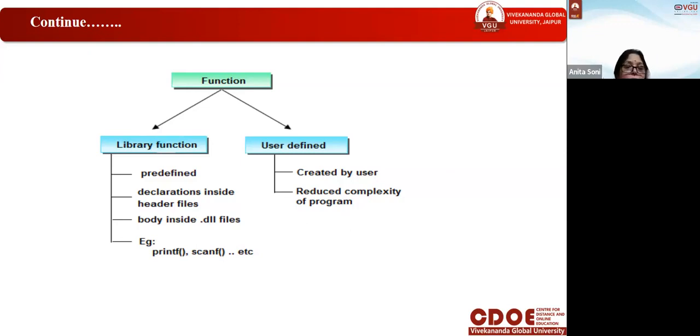So if you face any error, you have to check in that specific function instead of going through the whole program. So that's why we use functions. That's why functions reduce the complexity of the program.